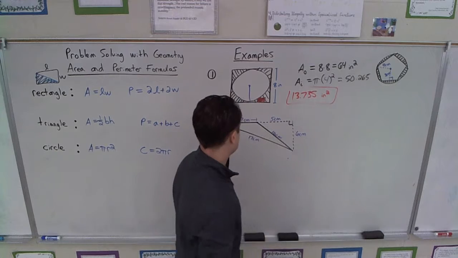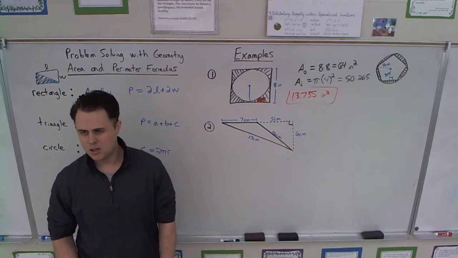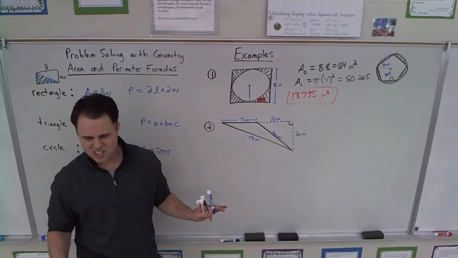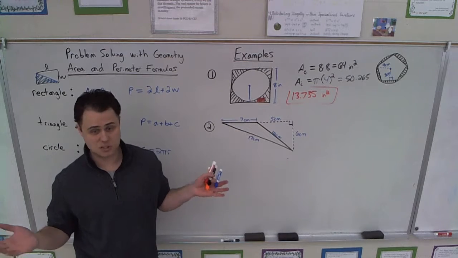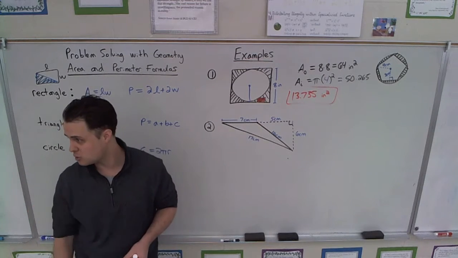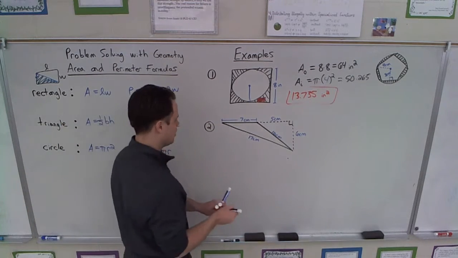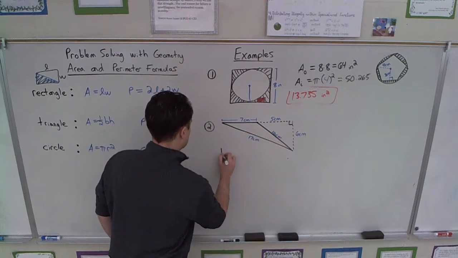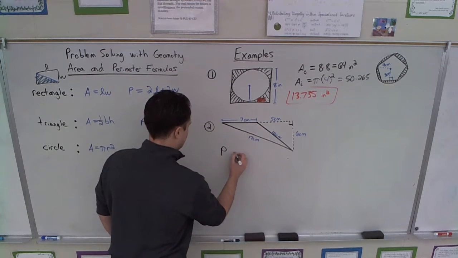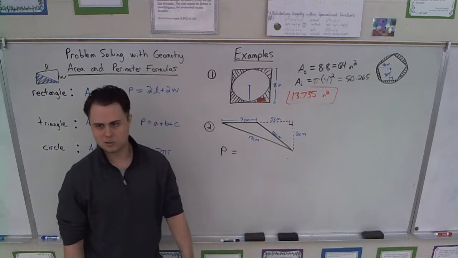So let's go on and look at another example. This time we've got a triangle. I don't see anything about shadedness, so I'm guessing they're probably just asking me what's the area of this triangle. We'll find the perimeter too. Let's do the perimeter first. That's usually easier.